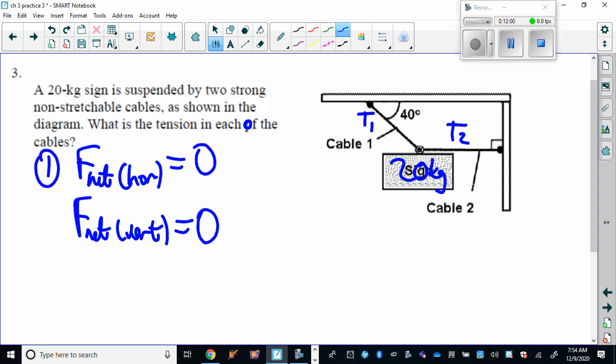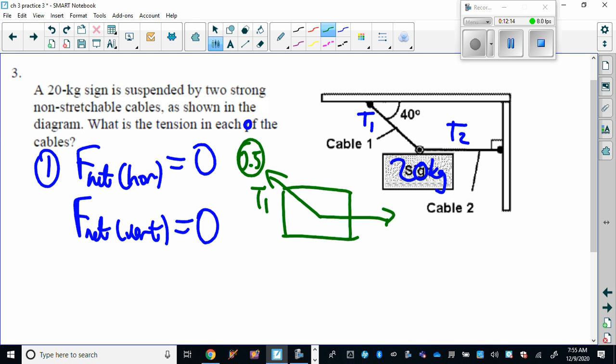Actually, what we should have started with is a free body diagram. So let's do that next. This is step 0.5. And our free body diagram is going to look like this. We've got T1 going that way. We've got T2 going completely horizontal.